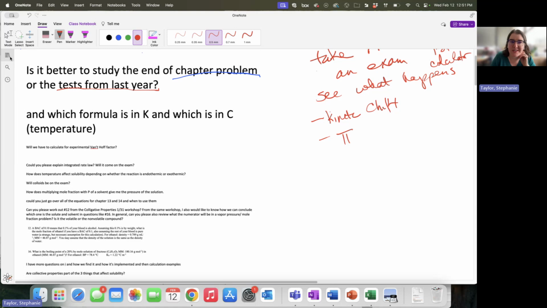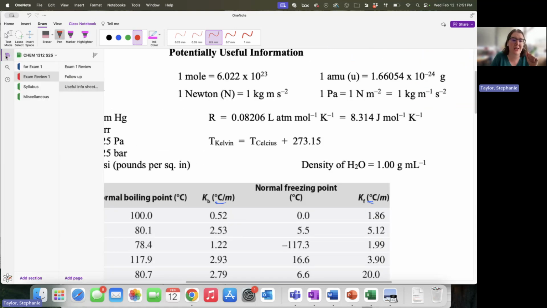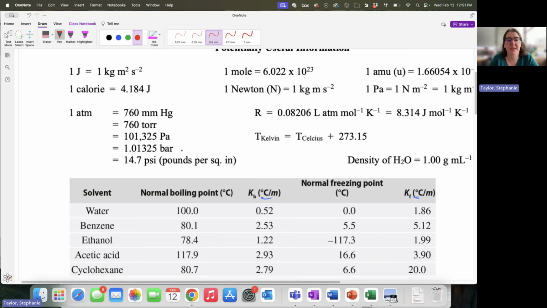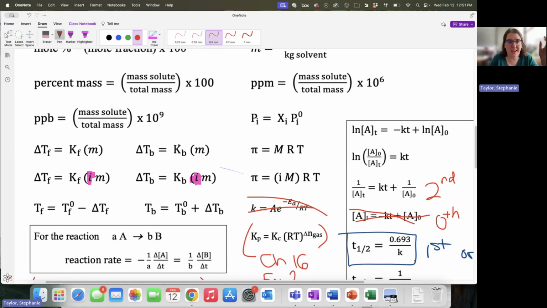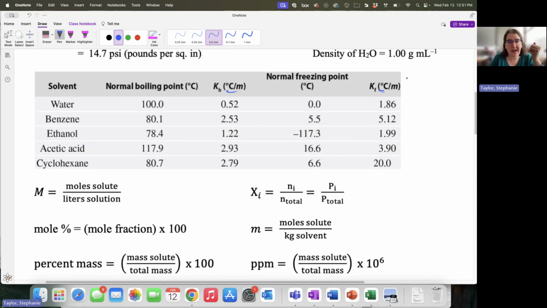Which formula is in Kelvin and which is in Celsius? If we take a look at the potentially useful information page, what you'll find is there are equations, and the equations will actually tell you. Here I have things that have a big capital T for temperature and a Kf. And if I go to my table where I have Kf, it shows that that's in Celsius. So you can look at that potentially useful information page to tell you which one's in Kelvin and which one's in Celsius.